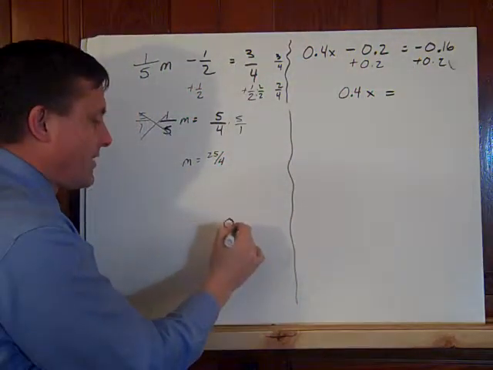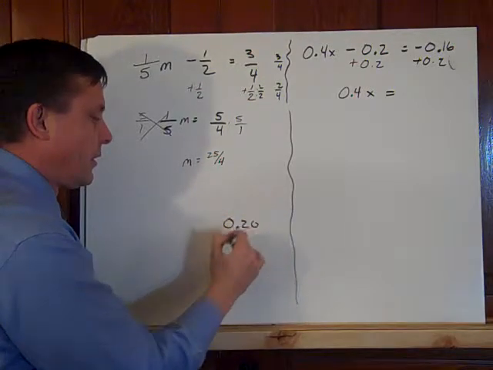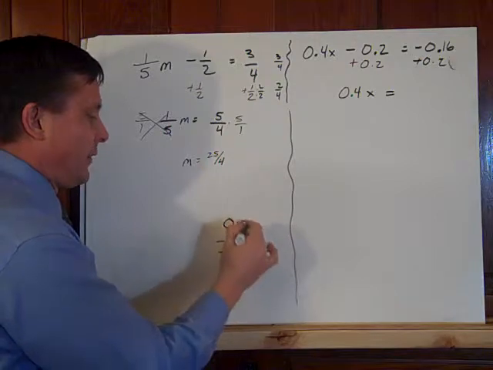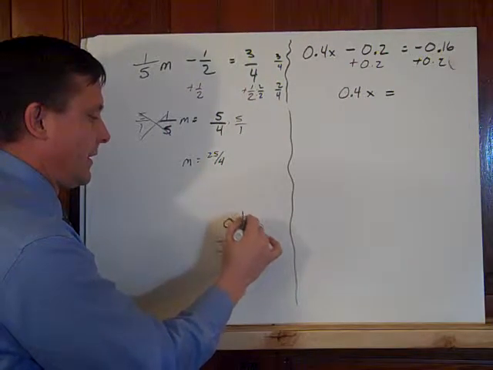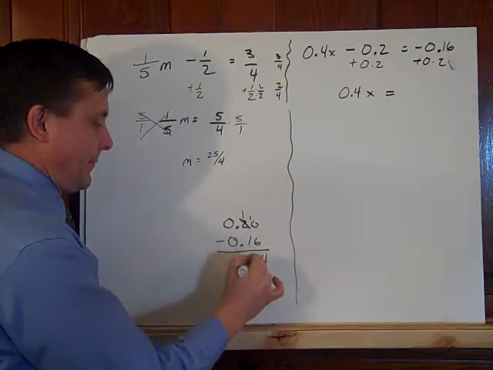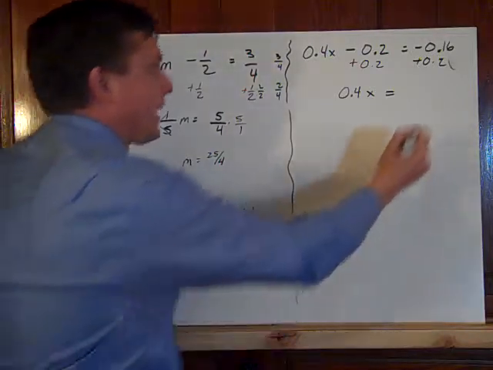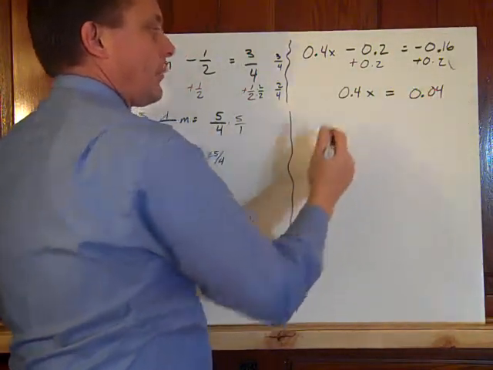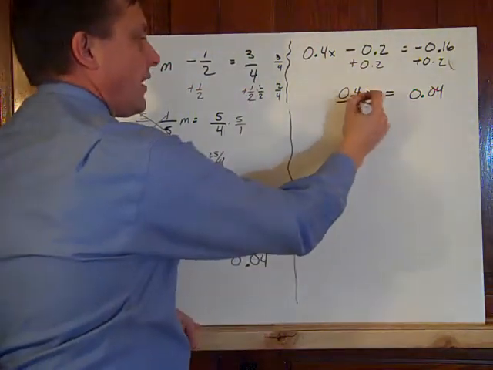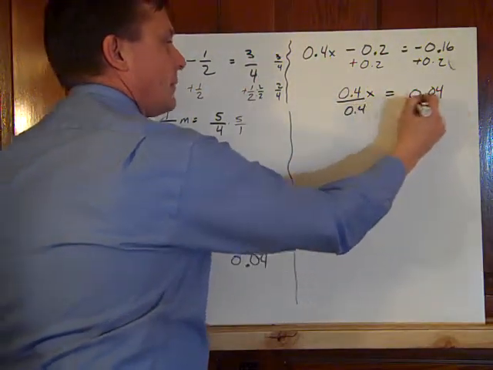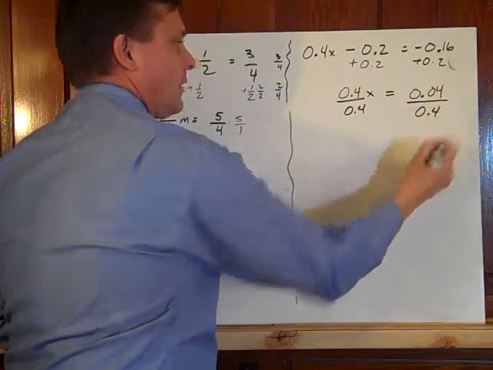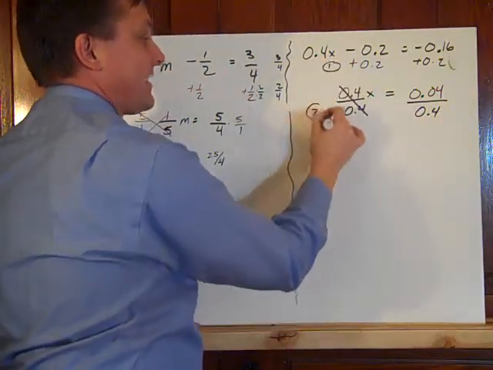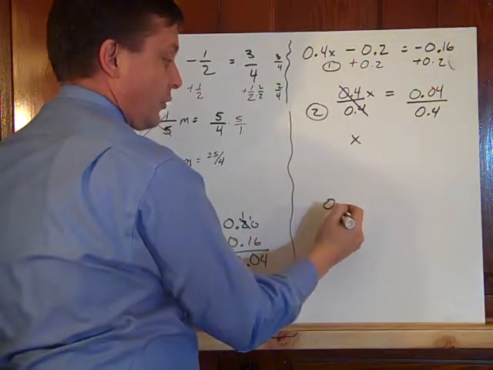Well, I'm going to rearrange that like this over here, so I don't make any mistakes. I get positive 0.04. How do I get rid of 0.4? I'll divide both sides by 0.4. Now this is no fun. Alright, I get x equals, here was step 1, here's step 2. I can't do this. I'm going to have to write this out personally.